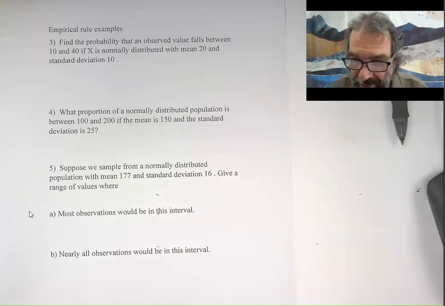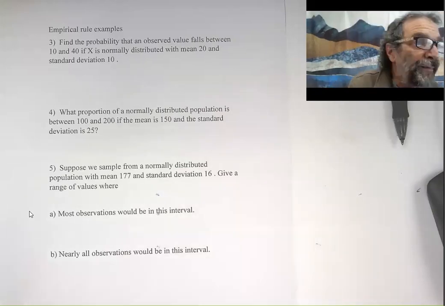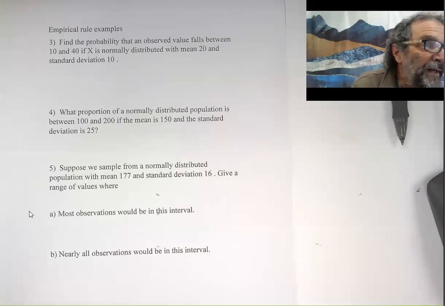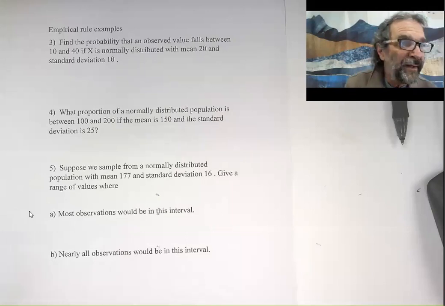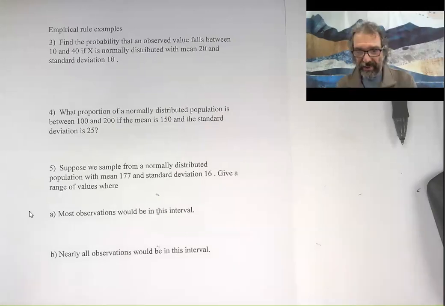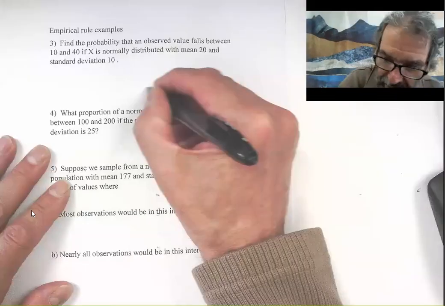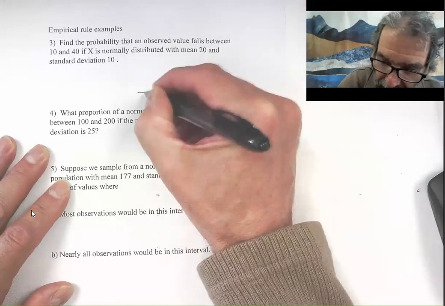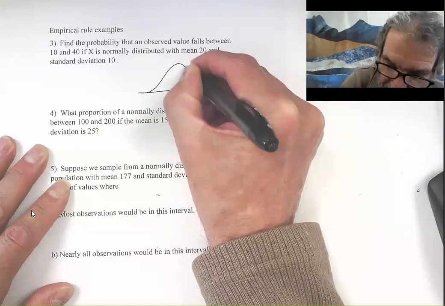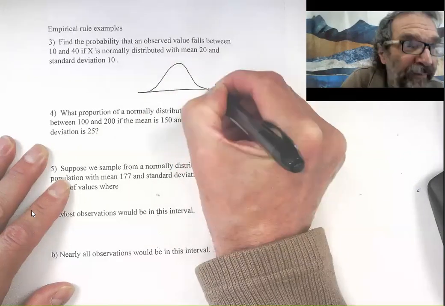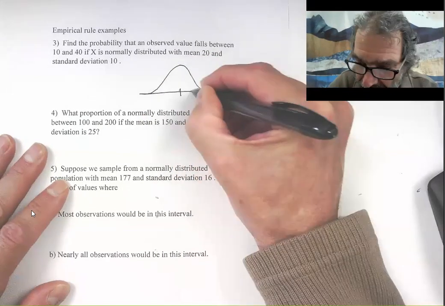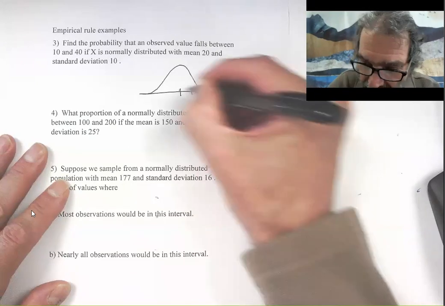Let's do these examples. Find the probability that an observed value falls between 10 and 40 if x is normally distributed with mean 20 and standard deviation 10. I'm using the empirical rule. I'm going to draw the picture. It looks like this, a bell curve. Pardon my lack of artistic ability. Not so bad. Mark it off in standard deviations like this.